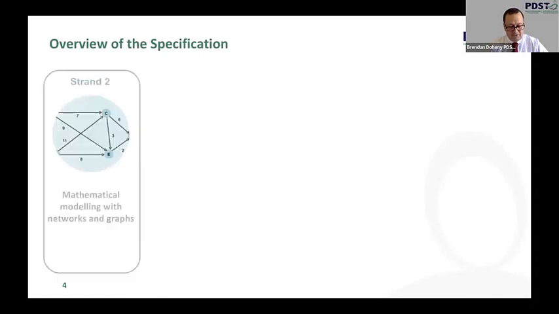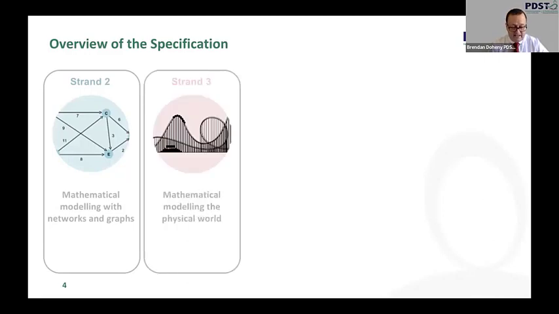The new specification is made up of 4 strands. In strand 2, students learn about networks and graphs and how they can be used to solve real-world problems, such as calculating the shortest or quickest route in a journey, which is the basis of Google Maps. They'll encounter content such as matrices and various exciting algorithms, 2 of which will be addressed in this webinar.